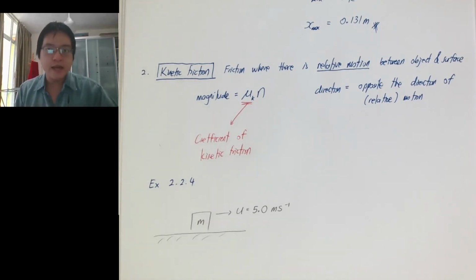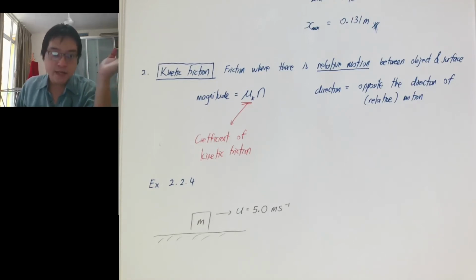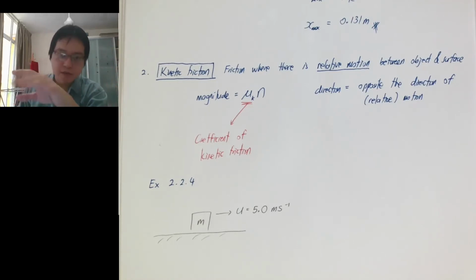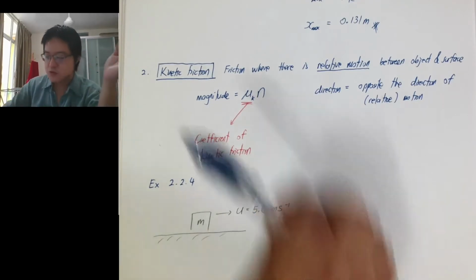So how do we get the time? We can use our knowledge from chapter 1, kinematics. If I know the acceleration, I can use the kinematic equation to find the time taken. So I need the acceleration, and to get acceleration I need to use Newton's law. So I'm using chapter 1 and chapter 2 to solve this problem.